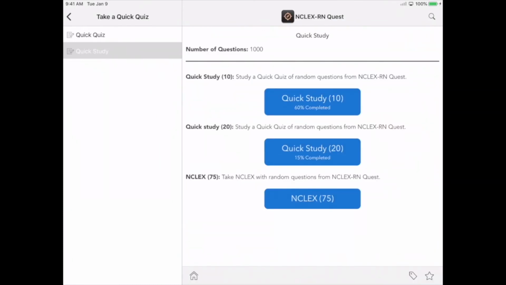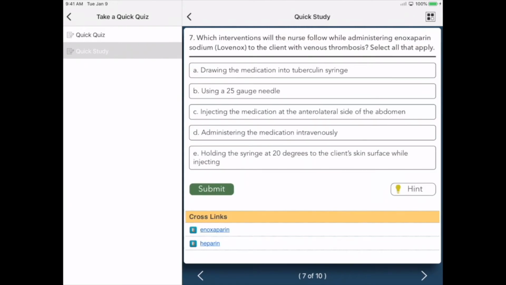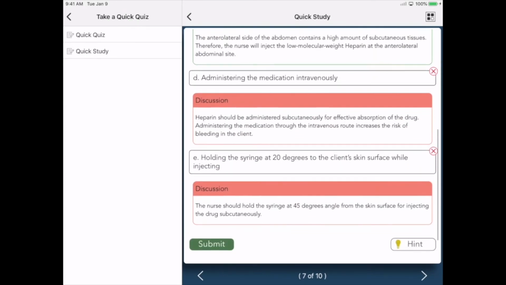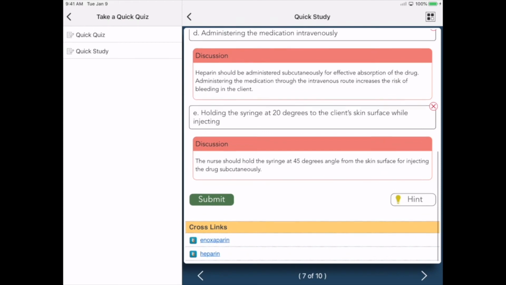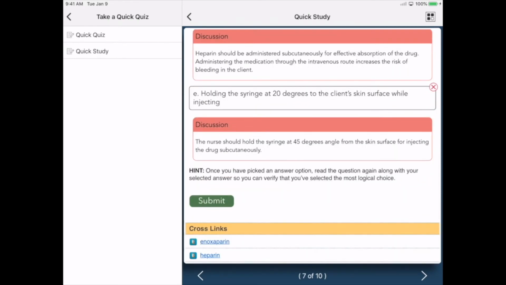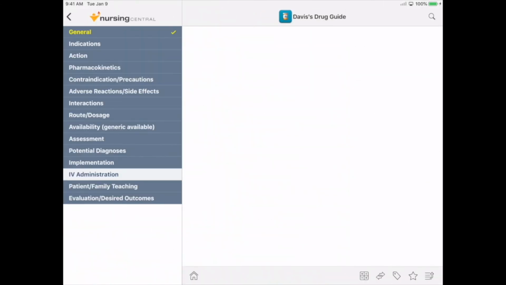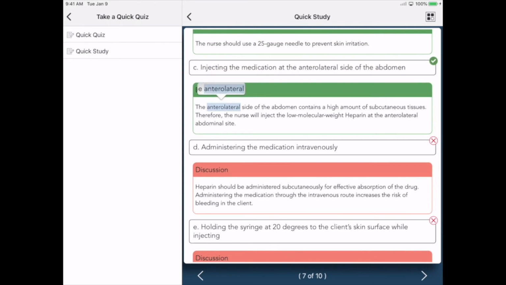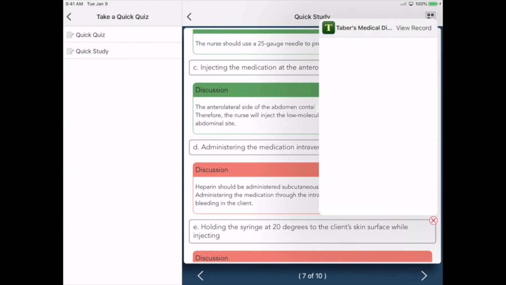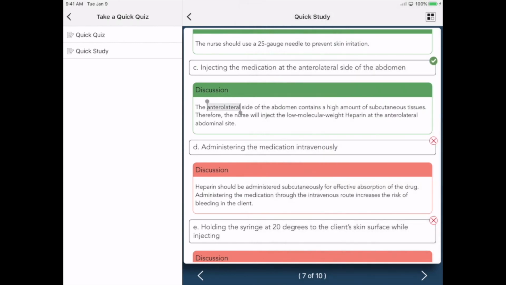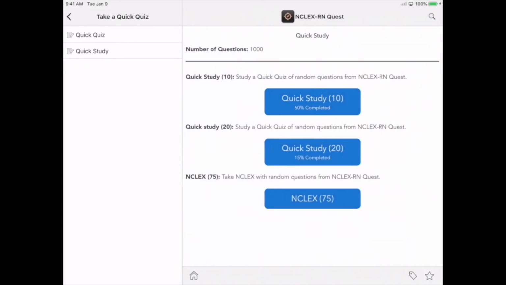A quick study works like a practice test, where you see rationales to your answers immediately after answering each question. In addition, hints are available, as well as crosslinks. You can also access Glimpse. Glimpse will take you to either Tabor's Medical Dictionary or Davis's Drug Guide for the definition. This is only available in quick study mode.